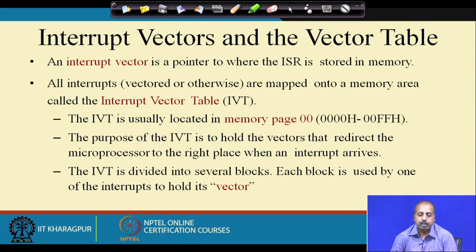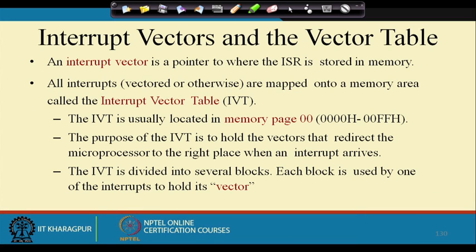When a particular interrupt occurs, say 5.5, there is a fixed address to which the processor will jump, and that address falls in the range 00 to FF hex. In that part you can have your ISR for 5.5, and we can accordingly execute the ISR there. This IVT area, 00 to FF, is divided into blocks, and each block is used by an interrupt to hold its vector.